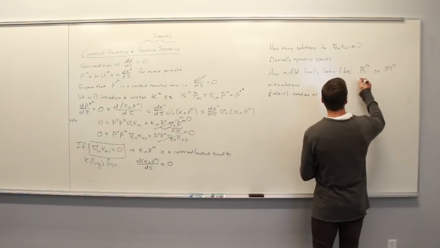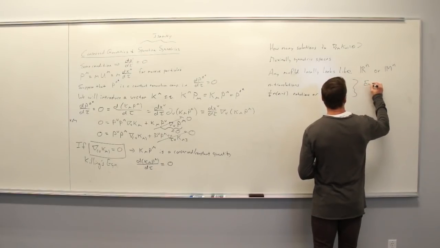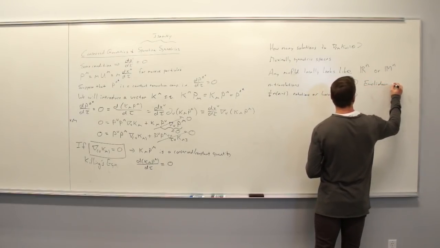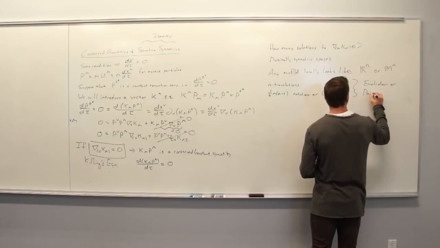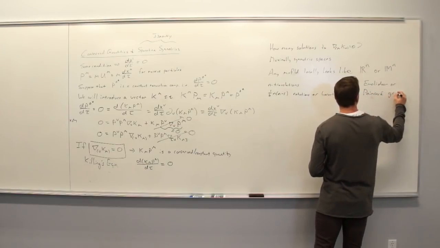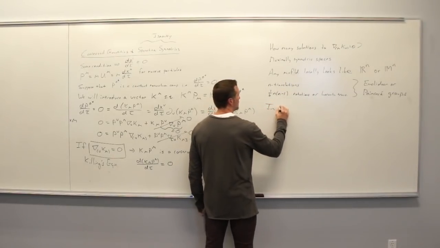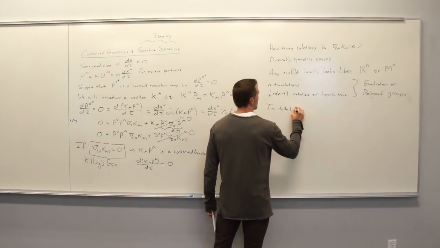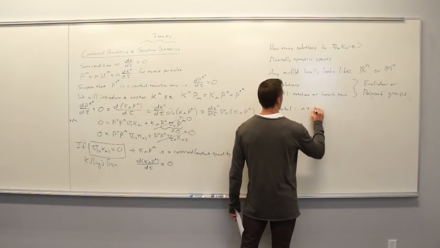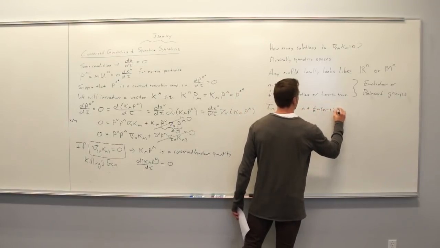So altogether, these form the Euclidean or Poincare group, just to give them names, but that's not that important. In total, though, we have n + 1/2 n(n-1).